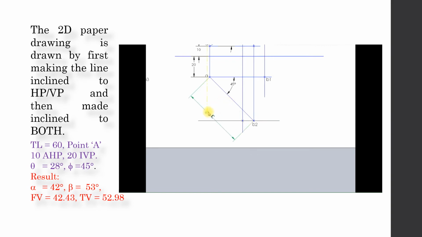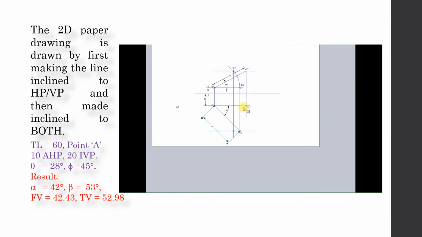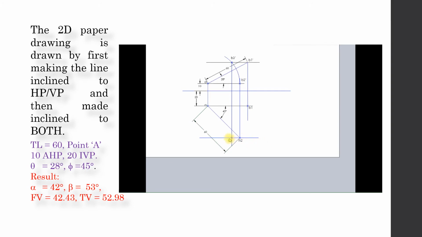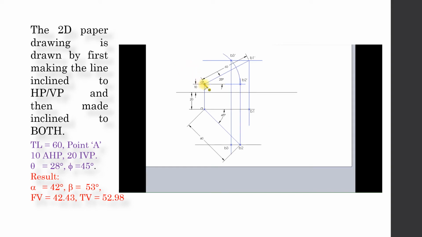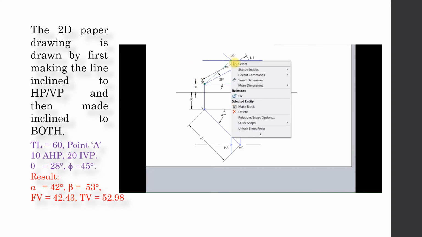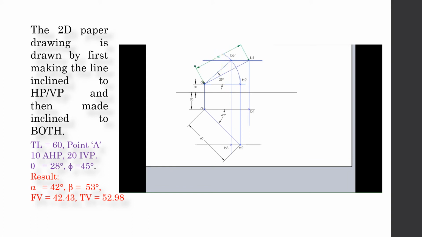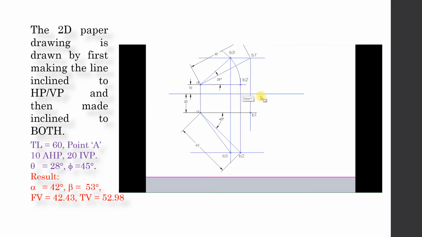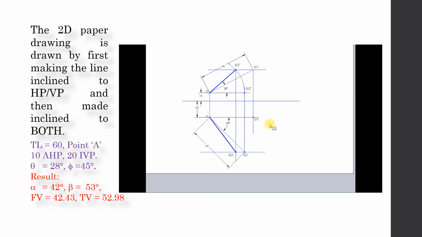With this I have completed the projection of a line inclined to both the planes. B3 is located. Now A dash B3 dash is the final front view of the line inclined to both the planes, and AB3 is the top view of the line inclined to both the planes. The angle made with respect to XY by A dash B3 dash is alpha, and by AB3 is beta. So the problem is completed.